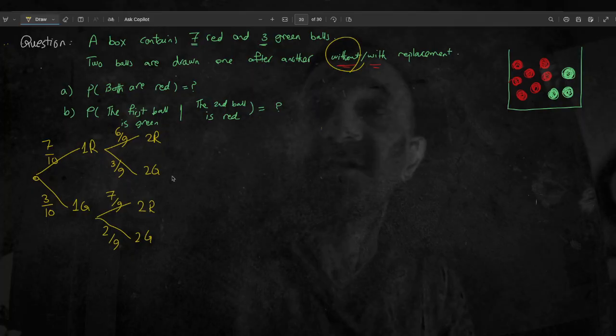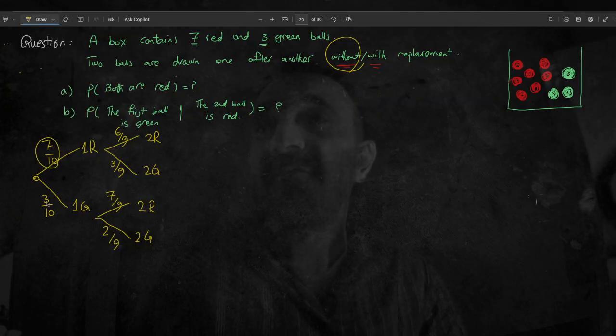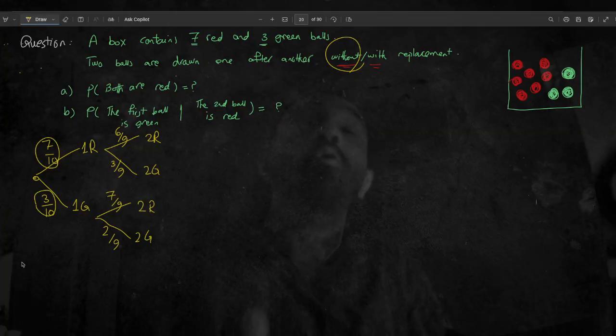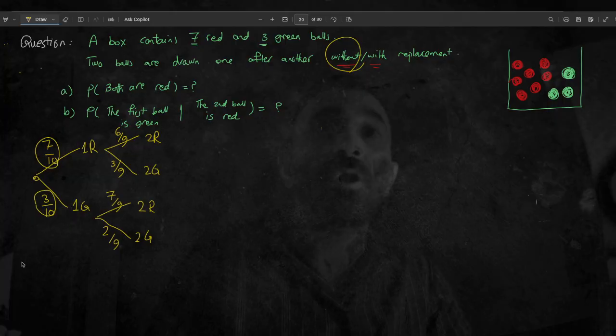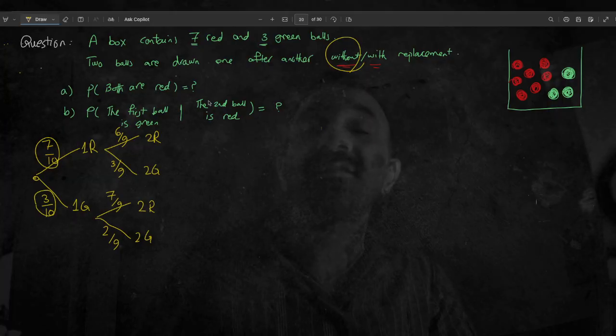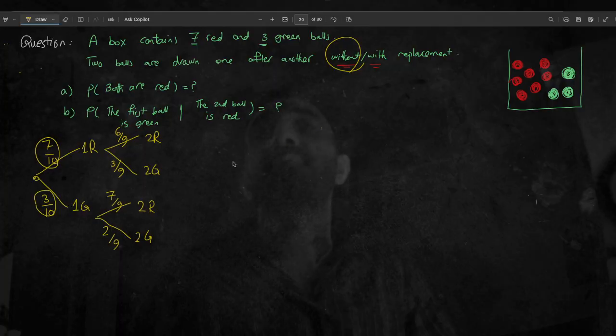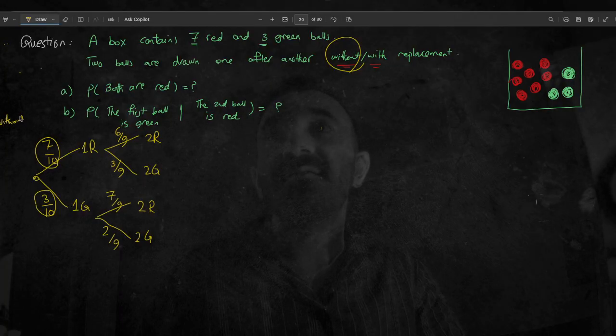Okay, just something to pay attention to, that the probability of every branch, like these two branches, are going to be always equal to 1. Okay, this is something to notice. So 7 over 10 plus 3 over 10 equals 1, or 6 over 9 plus 3 over 9 equals 1. Okay, so this is the experiment without replacement.